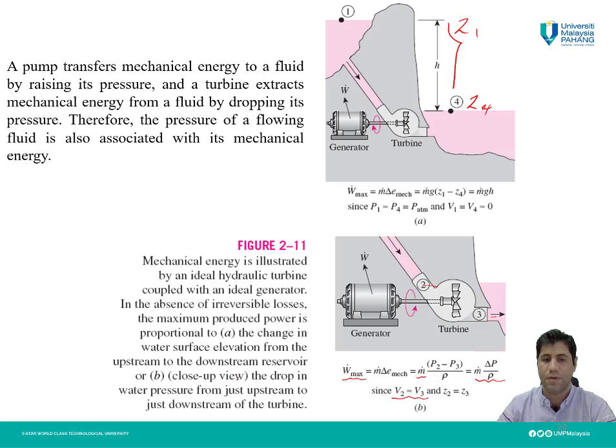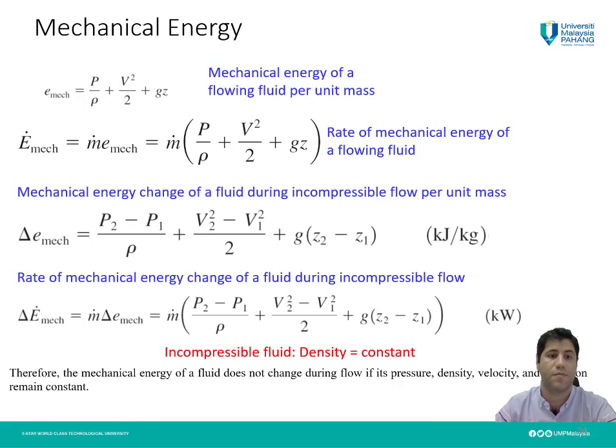And secondly, it depends on the drop in the water pressure from just upstream to just downstream of the turbine. The pressure here will also change. This change in the pressure is another reason the turbine produces mechanical energy. We have the reverse direction when we have a pump, and we use the pump to change electrical energy to mechanical energy, which is just the reverse of what we have here. But the calculation is more or less the same.